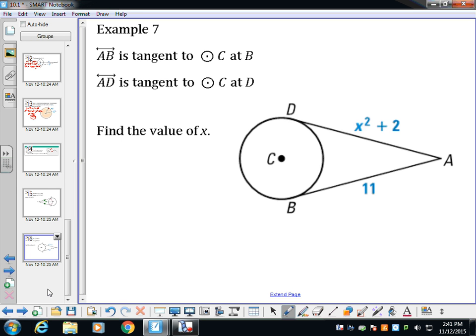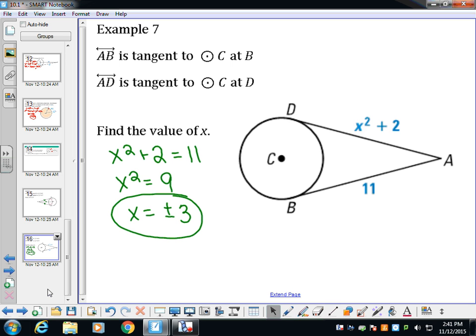And the last problem, AB is tangent to circle C at B, and AD is tangent to circle C at D. Find the value of x. Because they're tangents, you set them equal to each other, so x squared plus 2 equals 11. So x squared equals 9. So x equals positive or negative 3. Now, x can be positive or negative 3 because x is not a length. So they both work. This is a summary of section 10.1.